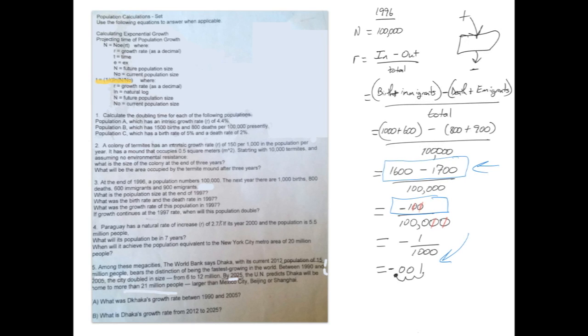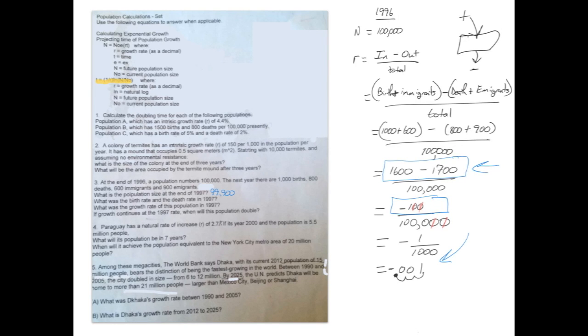And there may be, I say probably because I haven't read ahead, but they might ask you for the growth rate. So what is the population size at the end of 1997? Well, it's 100,000 minus 100, right? And you could do the math on that yourself, but I'll go ahead and say it's going to be 99,900, right?